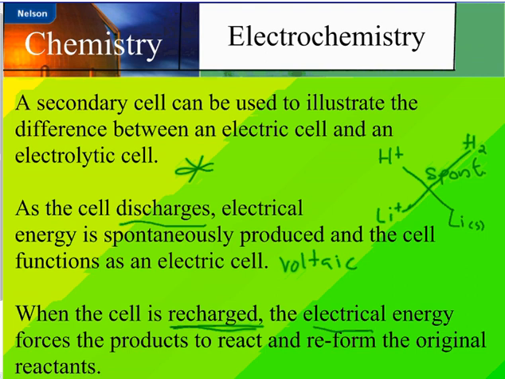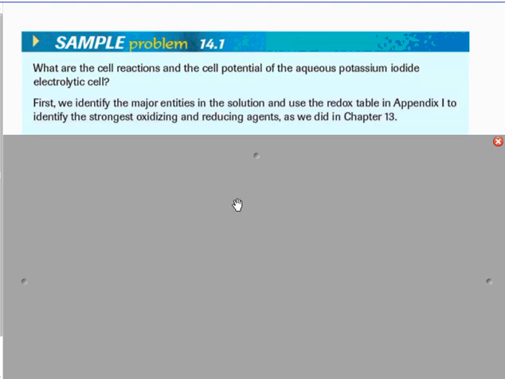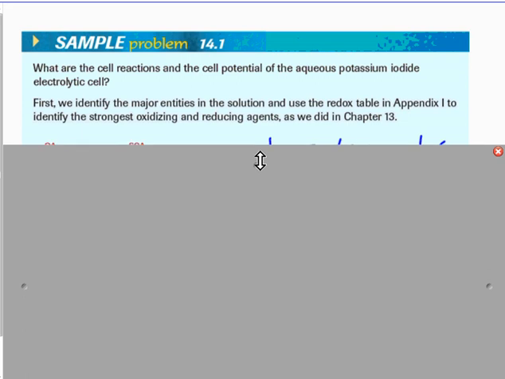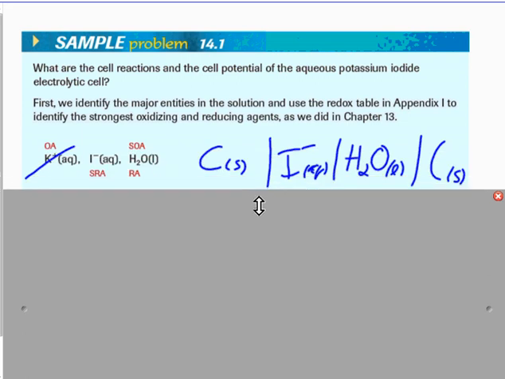So if we take a look at an example, what are the cell reactions and the cell potential of an aqueous potassium iodide electrolytic cell? So our first step is the same. We list out all the entities present and figure out what's our RA, what's our OA. So in this cell, we have potassium, iodide, and water.